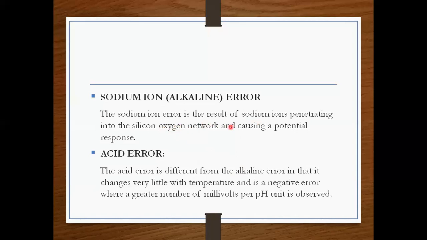The sodium error is the result of sodium ions penetrating into the silicon oxygen network and causing a potential response. As we saw in the construction or working principle section, the hydrated gel layer consists of sodium ions that move into the solution, and hydrogen ions that move from the solution into the hydrated gel layer. So the activity of the hydrogen ion is responsible for the potential difference. In the sodium ion error, the membrane may also respond to other cations besides the hydrogen ion.